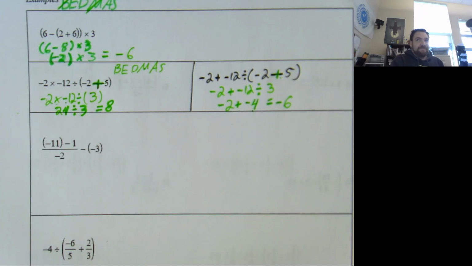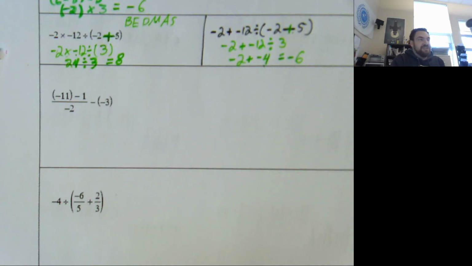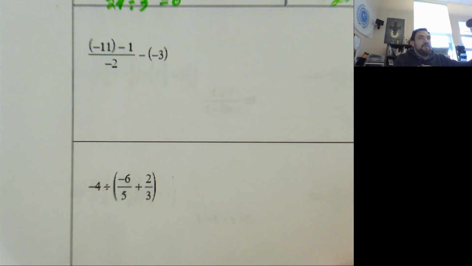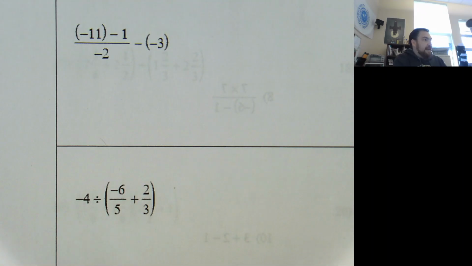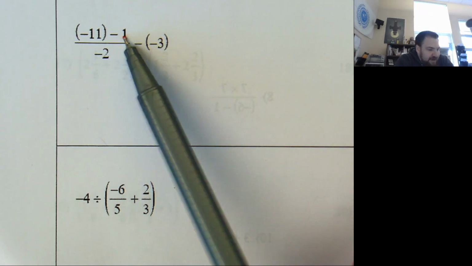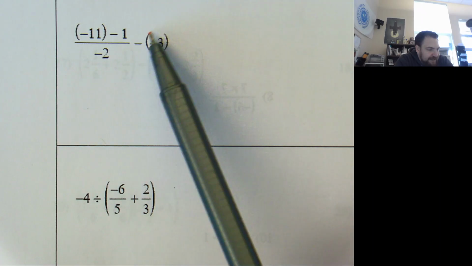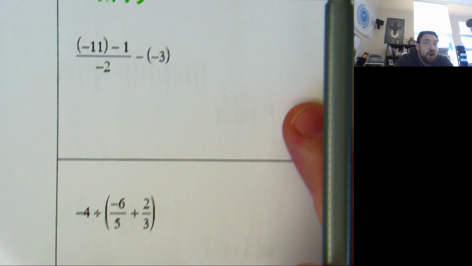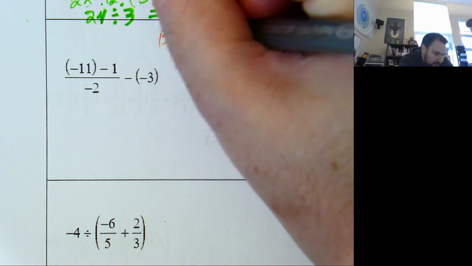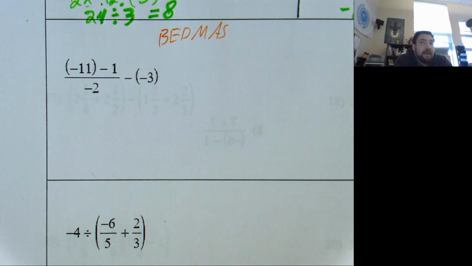Okay, next one. Two more examples and then you're free. Did you finish all these examples? No, free is you're free to work, and I will float around and help. Here we go. Okay, let's do it. I've got negative 11 in brackets, divided by negative 2 minus, in brackets, negative 3. So as always, I'm going to write BEDMAS here. And I'm just going to march through the thing in order.